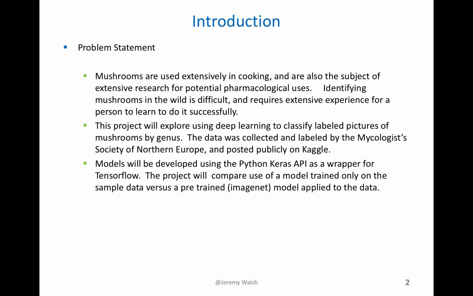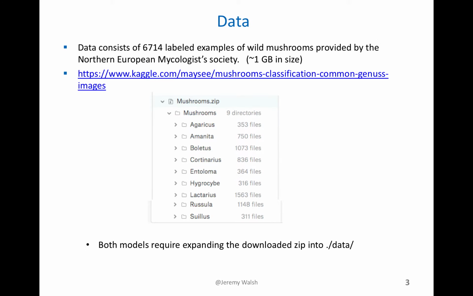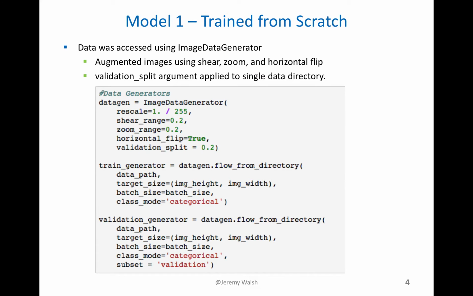So this data was collected and labeled by the Mycologist Society in Northern Europe and posted publicly on Kaggle for this purpose. So the models will be developed using the Python Keras API as a wrapper for TensorFlow, and we'll compare the use of two models. So the first model will be trained only on the sample data versus a pre-trained ImageNet model that's then fine-tuned on the mushroom data. So the data consists of about 7,000 files in 9 categories.